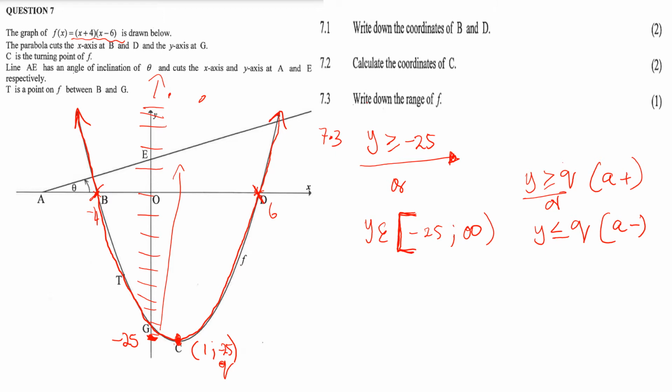But that is just memorizing, right? You can just look at your graph. What are the values of y that the graph is covering? It's from minus 25 going upward. Hence we are saying y is greater or equal to minus 25.